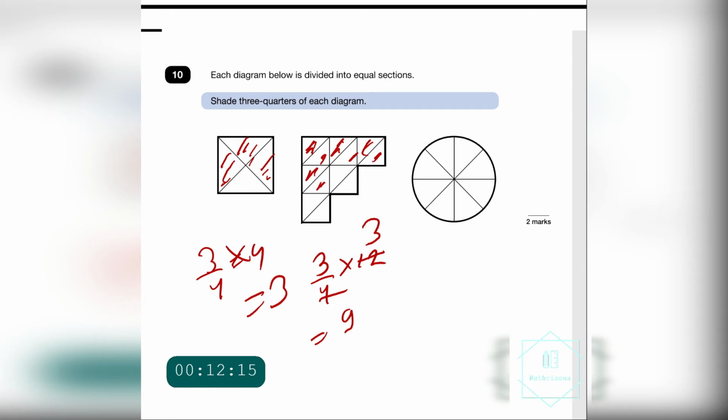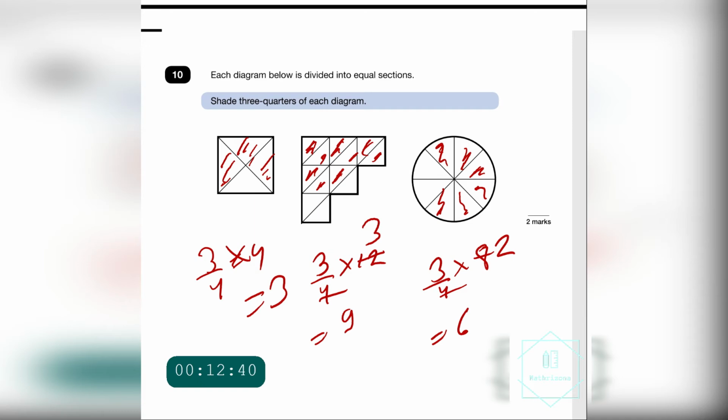1, 2, 3, 4, 5, 6, 7, 8, 9. So that's our 3/4. This one: 1, 2, 3, 4, 5, 6, 7, 8. So 3/4 of 8: 4 twos are 8, 3 times 2 is 6. So we will shade 6 areas. 1, 2, 3, 4, 5, 6. That's our 3/4 of the circle.